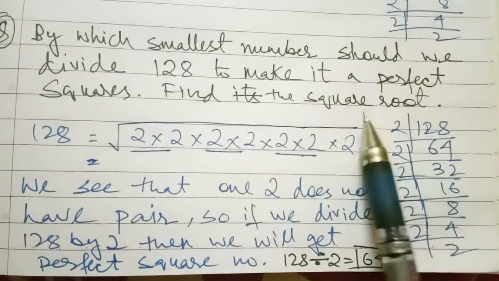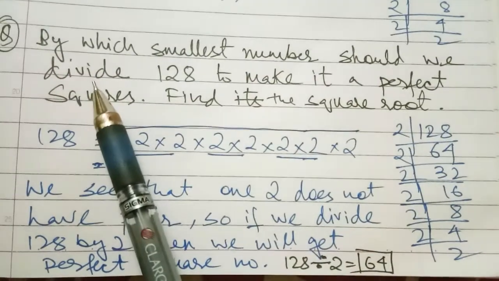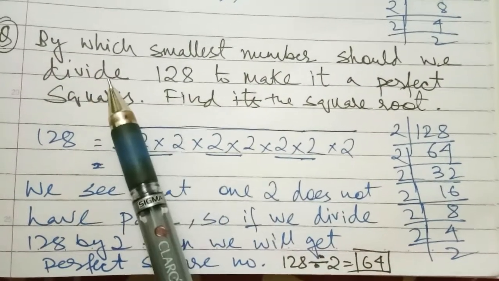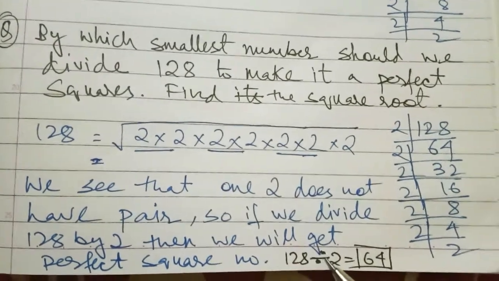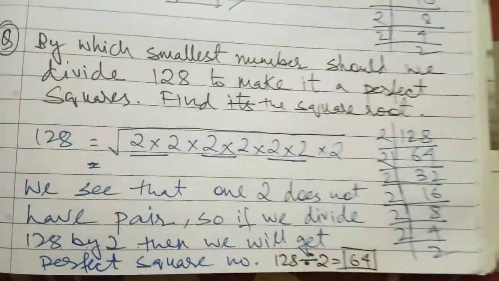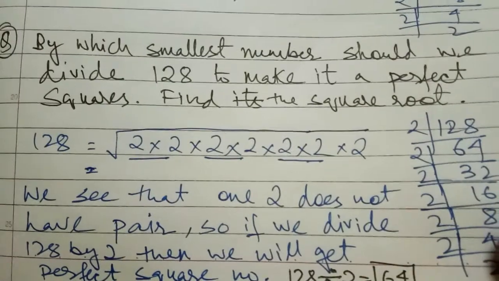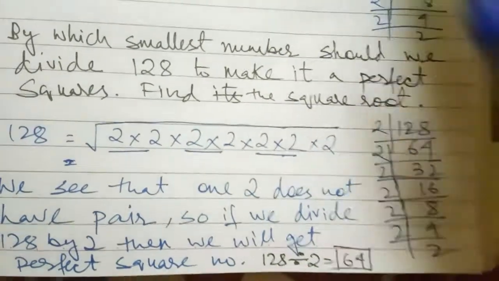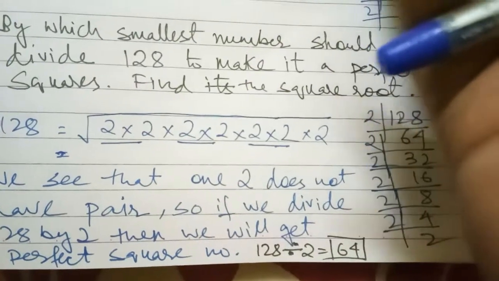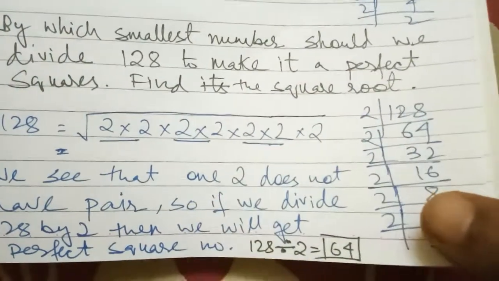Just repeating one more time: that is divide. If it is given multiply, then you have to write multiply here and give the multiplication symbol. Okay, next I am going to show you the second method. First we have done the prime factor method, and second is the long division method.